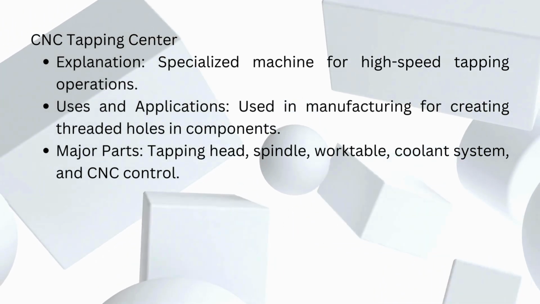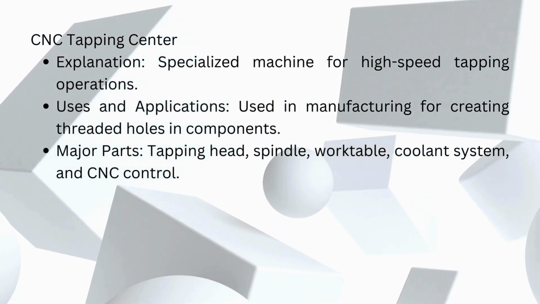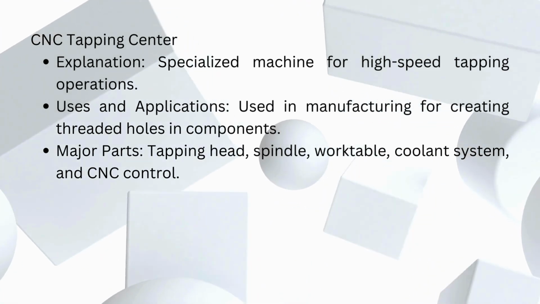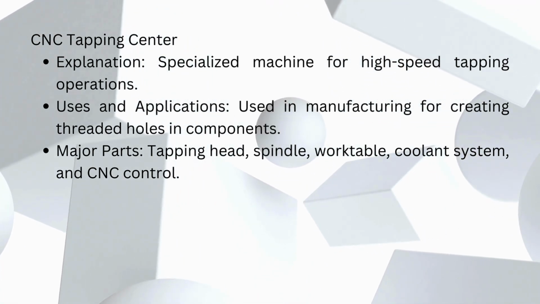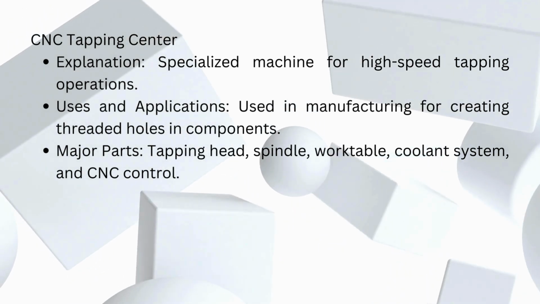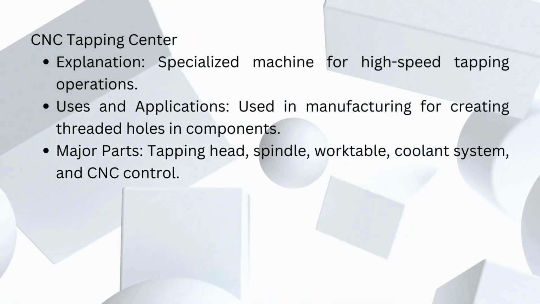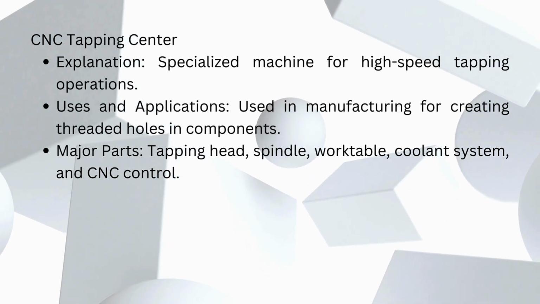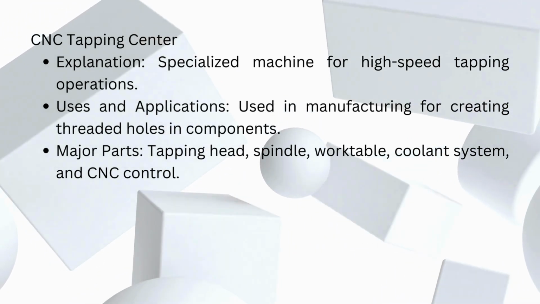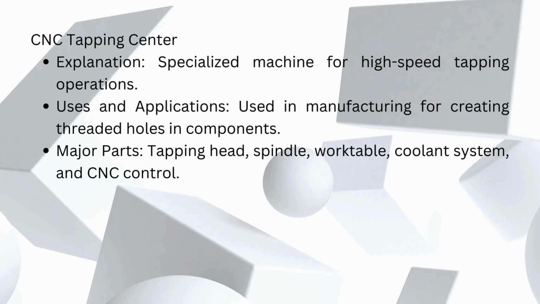CNC tapping center. Explanation: specialized machine for high-speed tapping operations. Uses and applications: used in manufacturing for creating threaded holes in components. Major parts: tapping head, spindle, work table, coolant system, and CNC control.